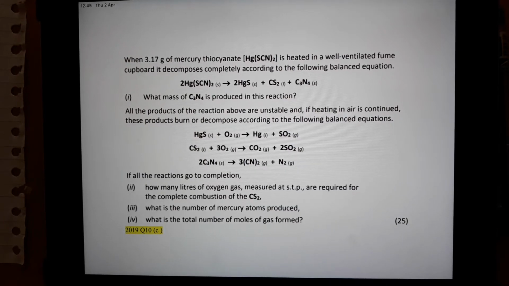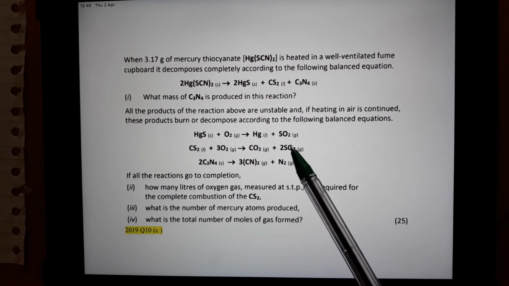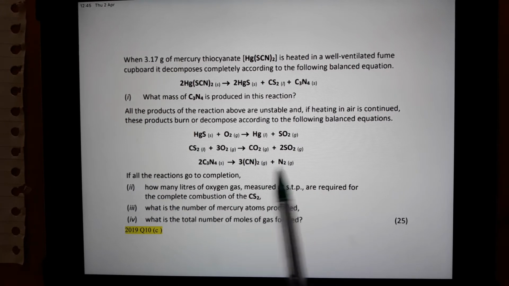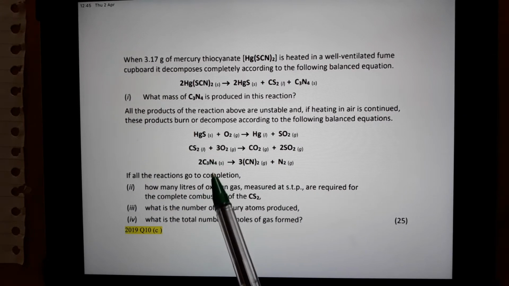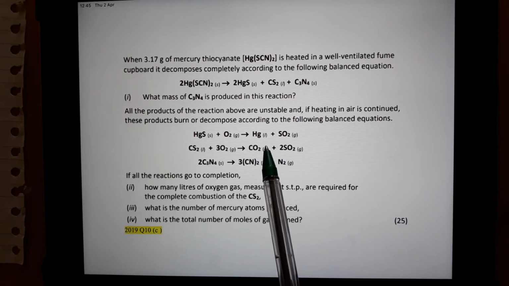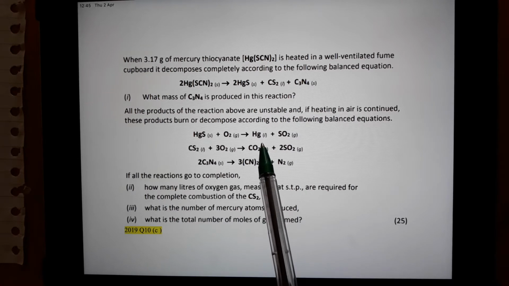Okay, so the last part of the question is definitely the most difficult. It says, what is the total number of moles of gas formed? So if you look here, they've given you the 3 balanced equations in the question because they need you to use them. So you're going to be working with ratios throughout the 3. If you look at the first equation there, they've given you mercury. The small subscript L beside it means that mercury is a liquid at room temperature.